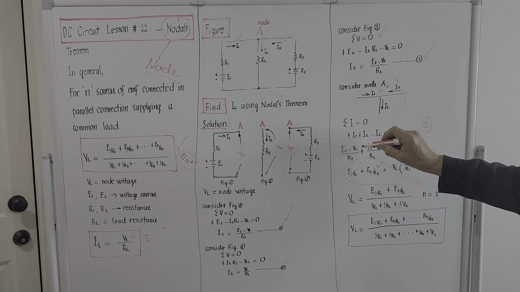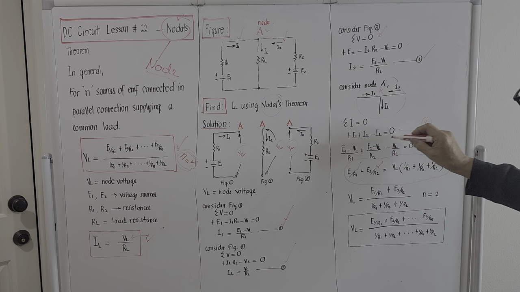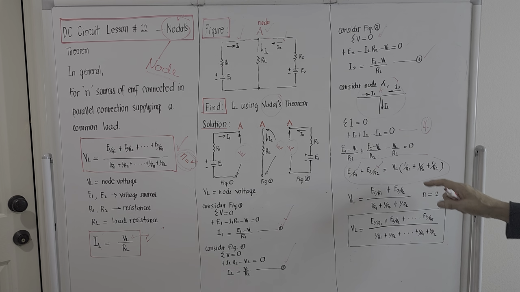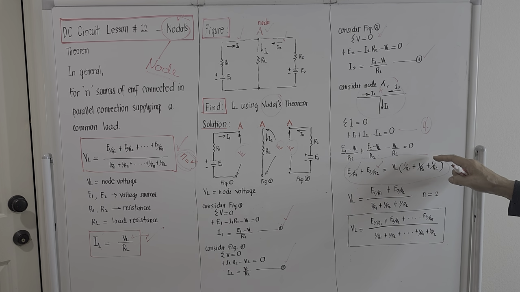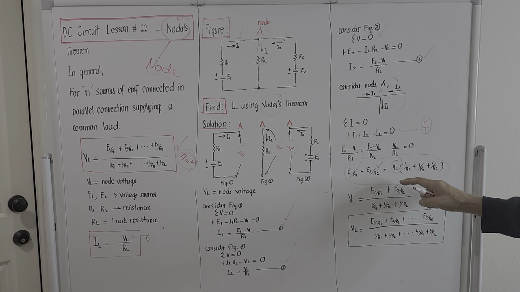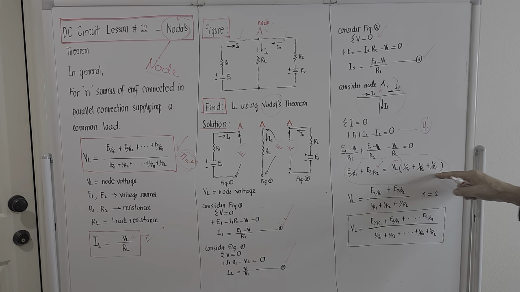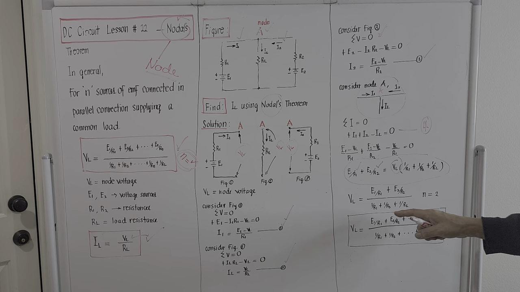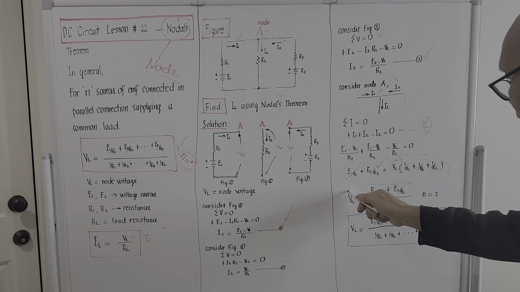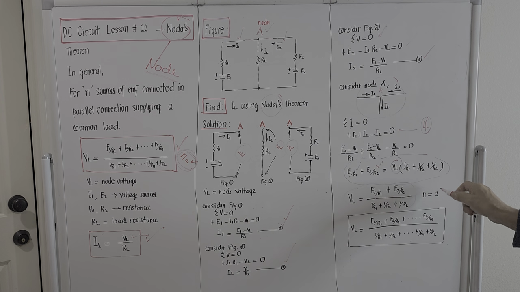So if we transpose this portion here to the right, there is a common factor V sub L. So this should be multiplied by the quantity 1 over R1, plus 1 over R2, plus 1 over R sub L. So if we try to compute for V sub L, it will be E1 over R1, plus E2 over R2, divided by this portion here, the reciprocal values, 1 over R1, plus 1 over R2, plus 1 over R sub L. And this equation here is actually the node voltage if the value of n is equal to 2.